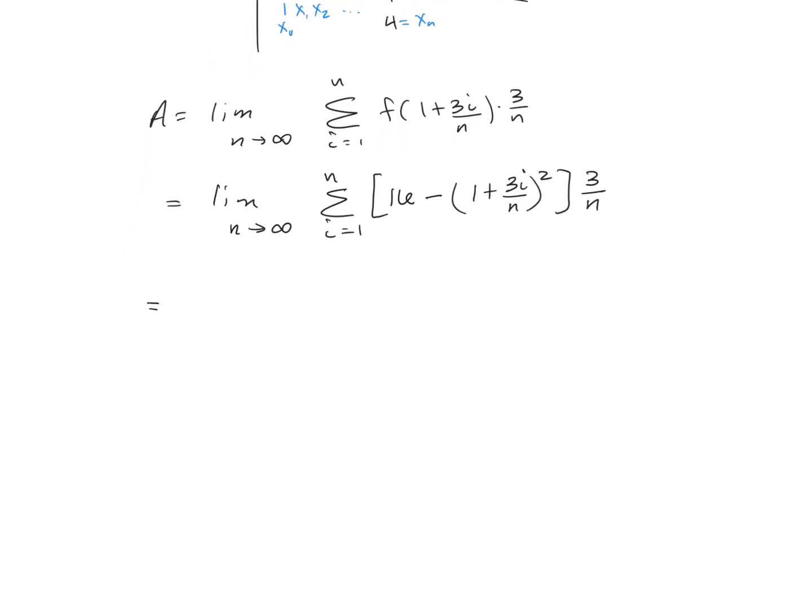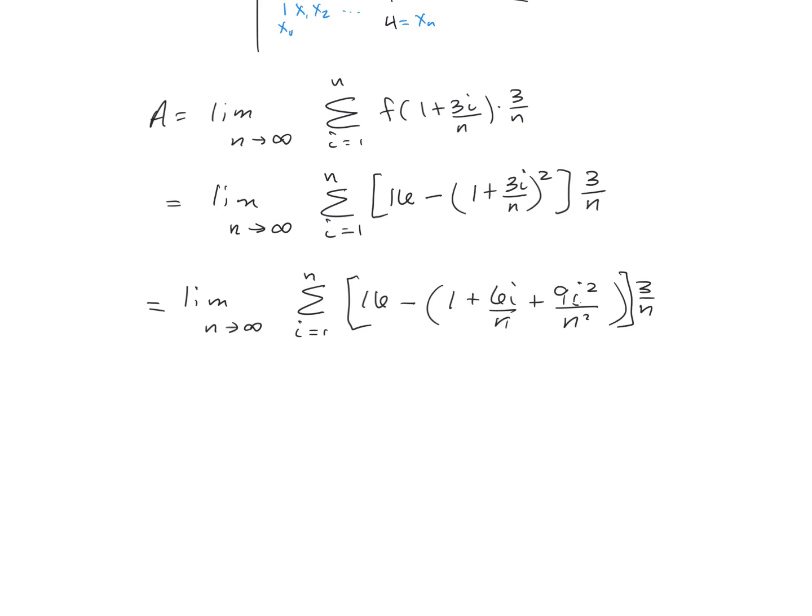Now we have to algebraically work this out, and we have to make sure we are very careful with our algebra. That's going to be 16 minus the quantity, and if we imagine ourselves foiling this out, a 1 times a 1 makes a 1. Then we have a 1 times 3i over n, and another 1 times 3i over n, making 6 times i over n. The last term is going to be 9i squared over n squared. And that is still multiplied by the 3 over n.